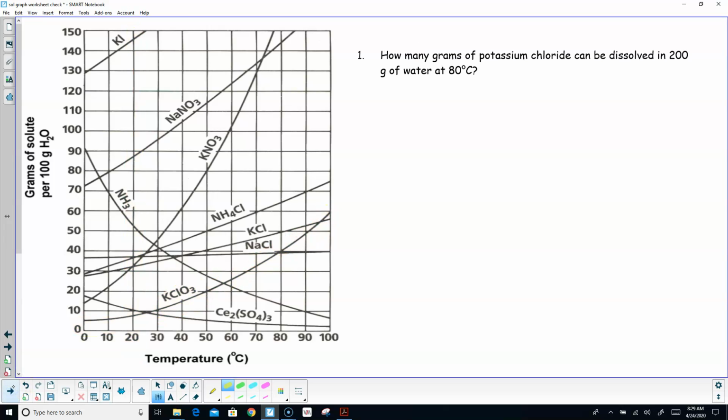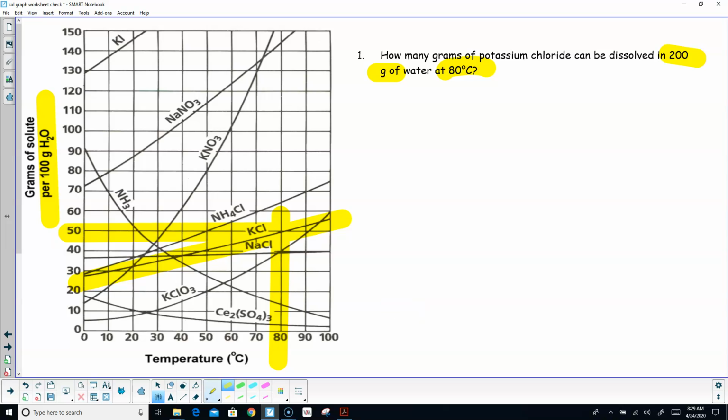Next question says, how many grams of potassium chloride can be dissolved in 200 grams of water at 80 degrees Celsius? Well, we need to find potassium chloride. Potassium chloride looks like it is right here. Notice it's wanting to know in 200 grams of water. Well, this sheet does it in every 100 grams of water, so we're going to have to make a proportion on this one. Notice that it is at 80 Celsius, so I look and see where 80 Celsius intersects. It looks like I can hold 50 in 100 grams.